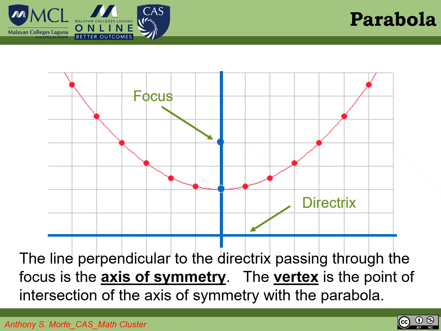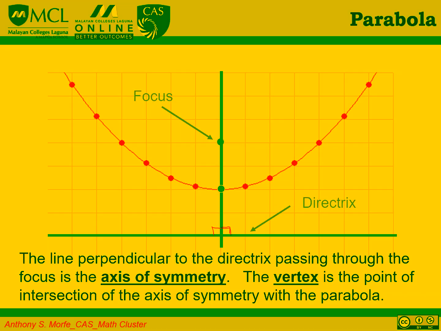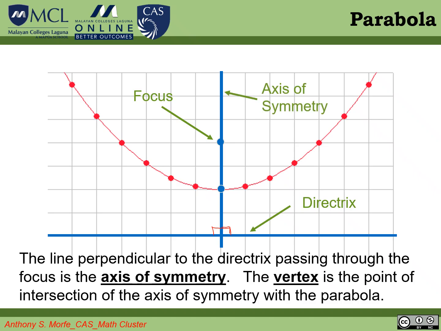So the line perpendicular to the directrix, referring to this blue line, perpendicular meaning it makes 90 degrees with the directrix. That's 90 degrees. It's also 90 degrees here. So this is perpendicular. This line is called the axis of symmetry. The line perpendicular to the directrix passing through the focus, this is the focus, is the axis of symmetry.